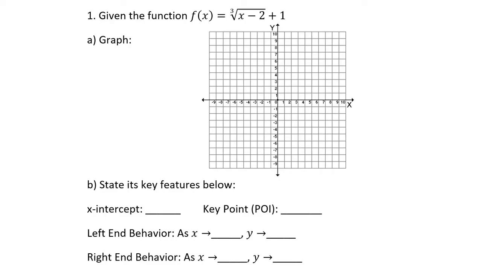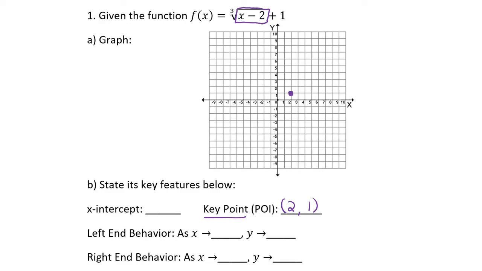So the first thing we want to do is define our key point. And we get that from looking here. We ask ourselves, what number minus 2 equals 0? That would be positive 2. And then our back value is a 1. So we have 2, 1.